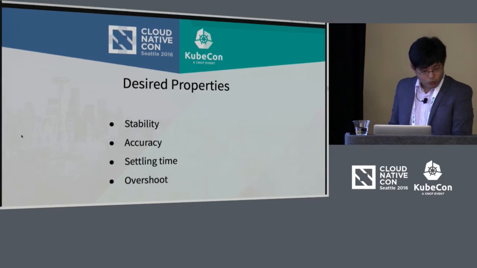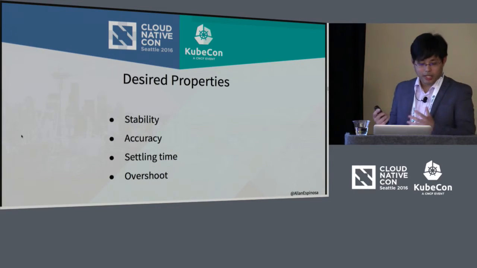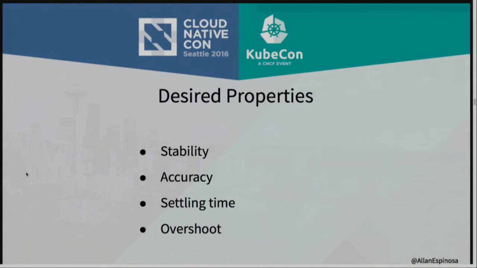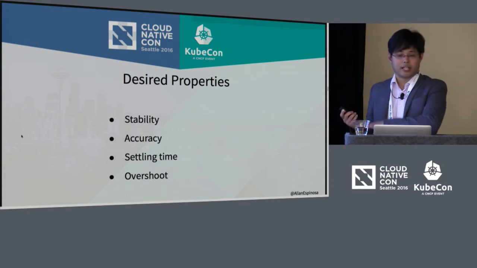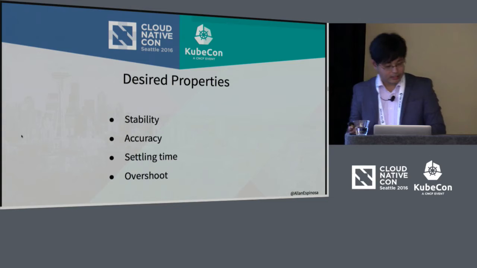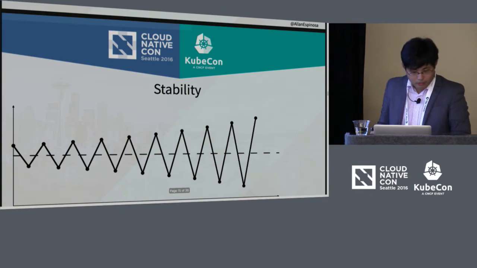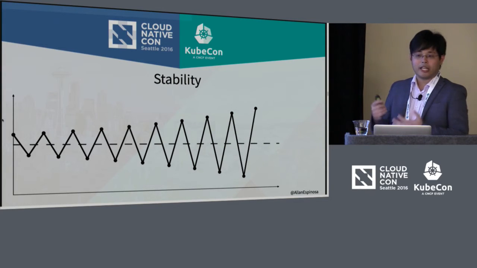Okay, so once you make a model of the system that you want to autoscale, there are 4 desired properties that you want. Even if you're not making your own autoscaler, you can use these criteria to evaluate the built-in horizontal pod autoscaler you set in Kubernetes. First is stability. You want your scaling to be stable over time.